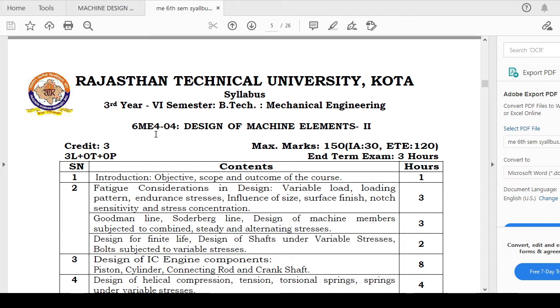The total marks will be 150, in which internal assessment will be of 30 marks and external assessment will be of 120 marks. Your end semester exam will be 3 hours. This is the offline curriculum. If it is reduced by the university during this COVID time, then it will be 2 hours, as per your 5th semester exam done in the month of February or March.